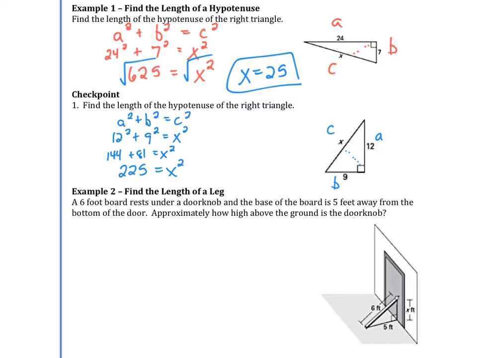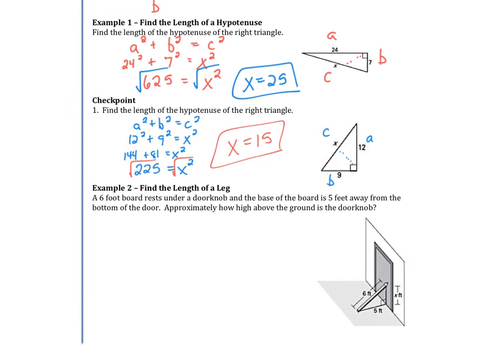How do you cancel out a squared? You take the square root. And the square root of 225 is 15. So x equals 15 in this one. So that's when we're given a right triangle and we have to find the hypotenuse.